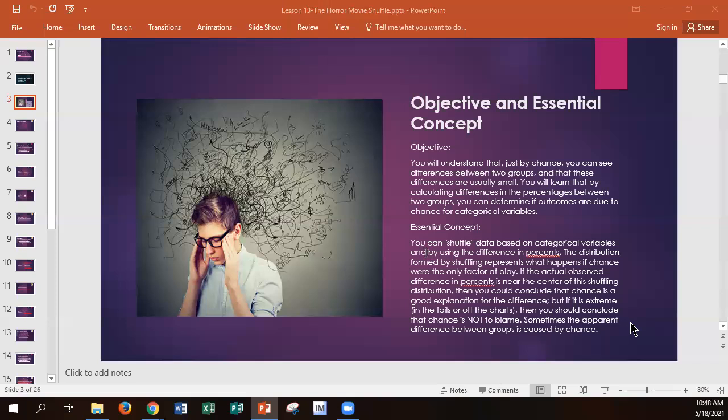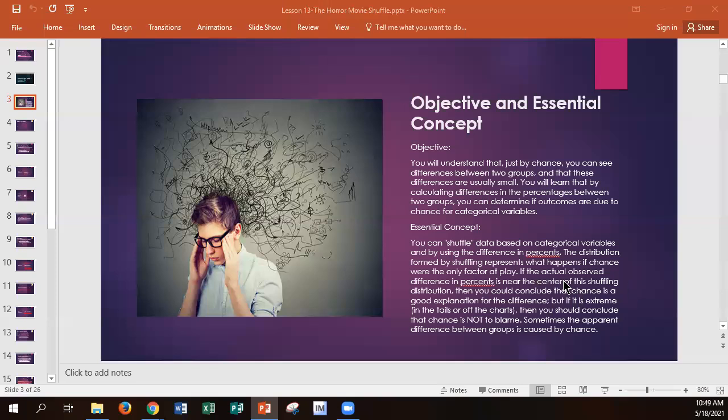You can shuffle data based on categorical variables and by using the difference in percents. The distribution formed by shuffling represents what happens if chance were the only factor at play. So we're going to take a set of things and we're going to shuffle them randomly, right? And that's going to be us creating this shuffle by chance. I'm going to do it for you guys. You guys will be doing it on our studio for your lab starting tomorrow.